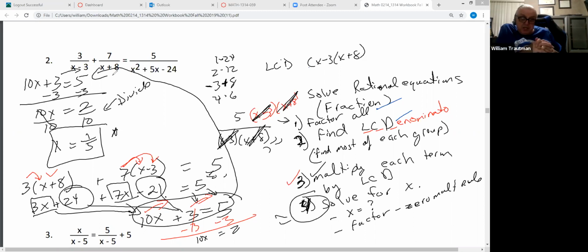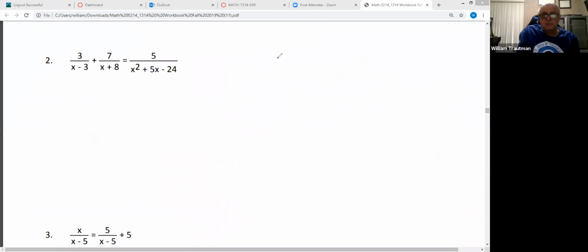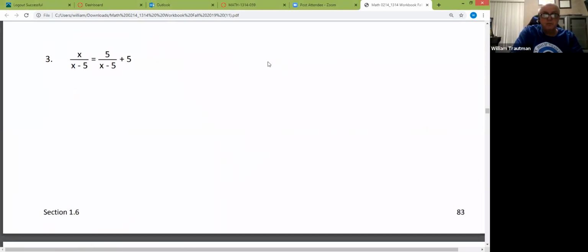It looks like it might be easier. Let's see what happens. I'm going to erase everything. Number 3. Step 1, factor everything. There's nothing to factor in this problem.